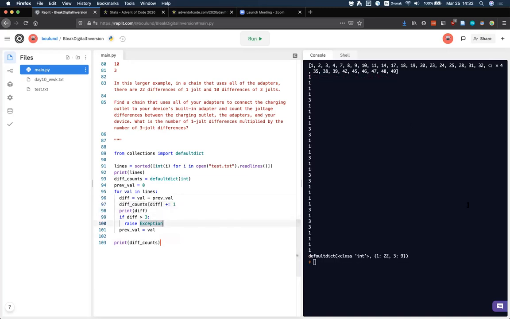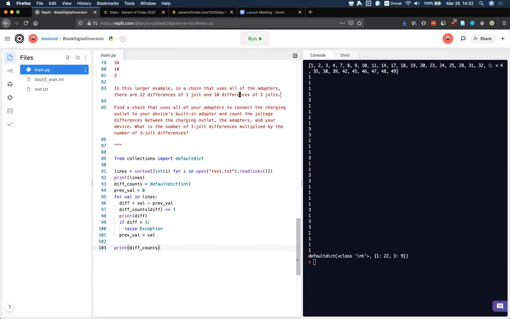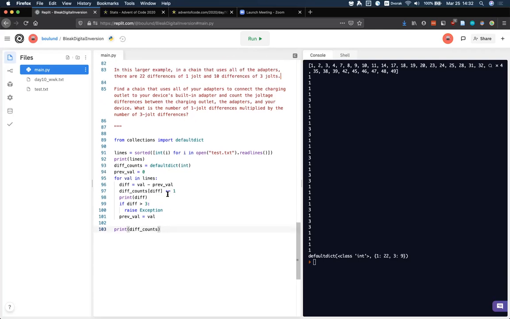Let's see if this works. Yeah, looks like we got some numbers. And we got 22 1-joule differences, and there should be 10 differences of 3 joules, but we only have 9. Uh-oh. Oh yeah, we forgot to add the last one. One bigger. So I guess we can just add one to the diff counts at the end.